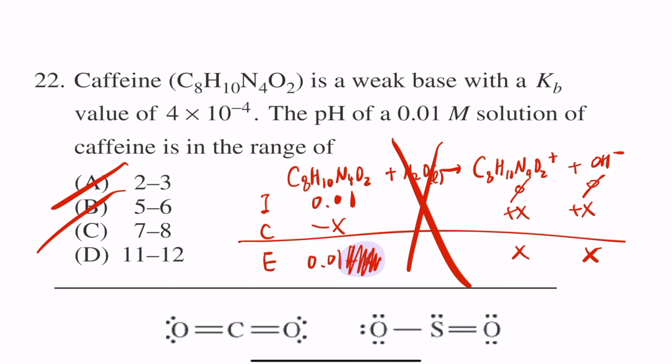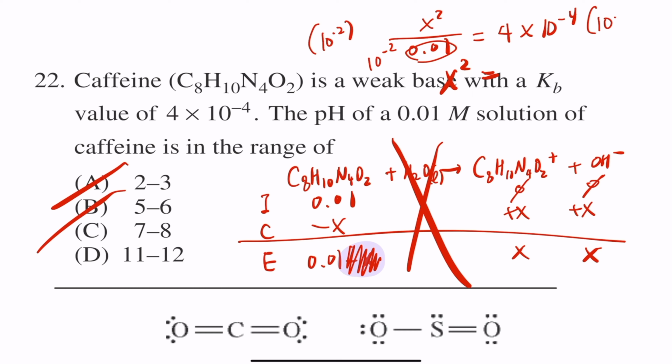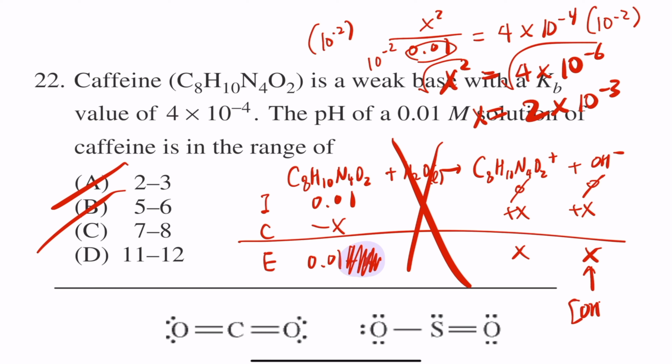So we're going to go ahead and set it up. x squared over 0.01 is equal to 4 times 10 to the negative 4. So x squared is equal to, well, call that 10 to the negative 2, so multiply by 10 to the negative 2 on both sides. And that should be 4 times 10 to the negative 6. So take the square root, and x is equal to 2 times 10 to the negative 3. So that is what the OH minus concentration would be, right? So 2 times 10 to the negative 3.